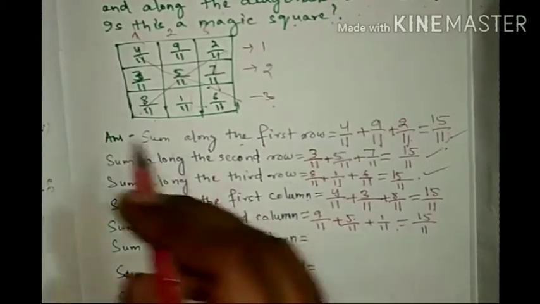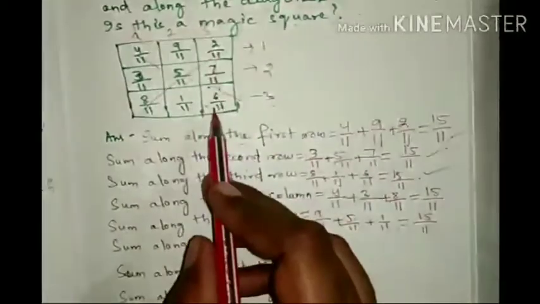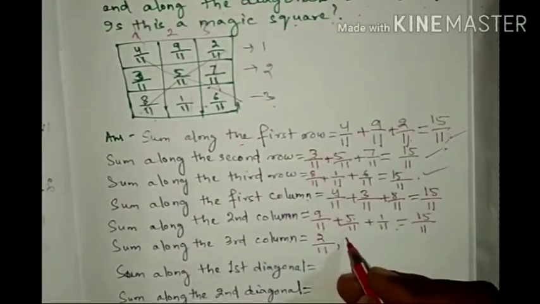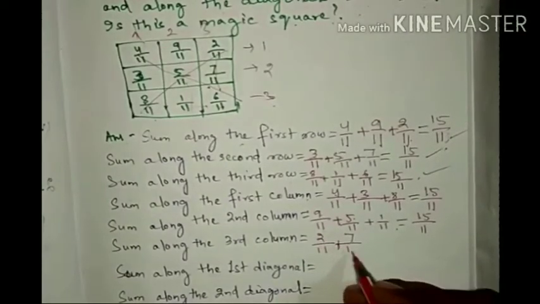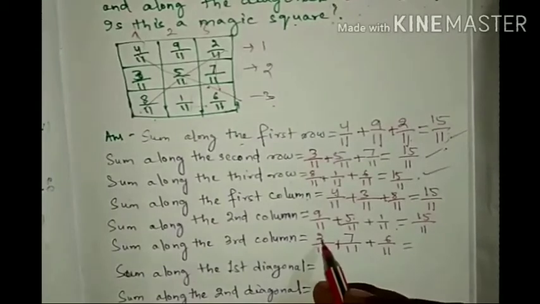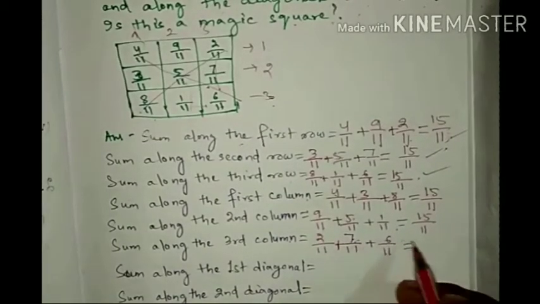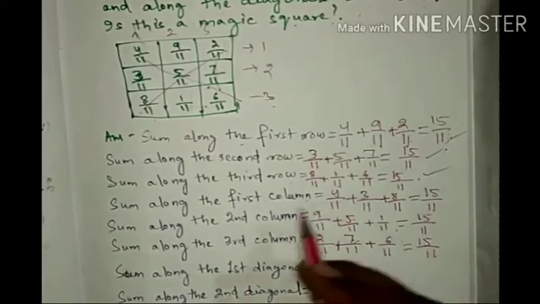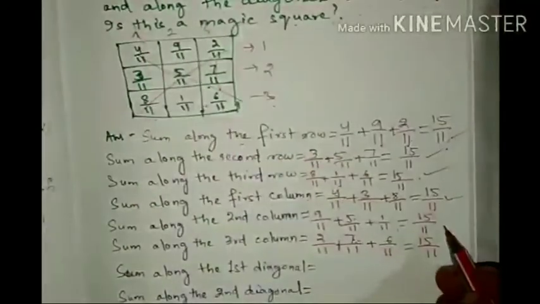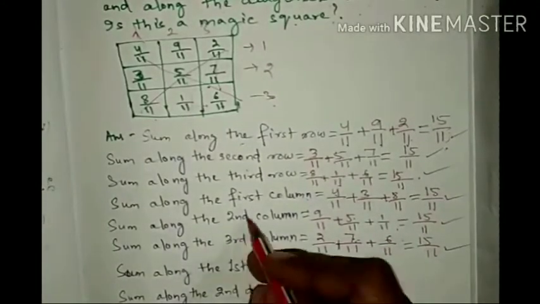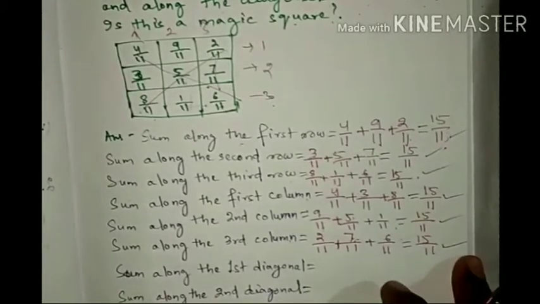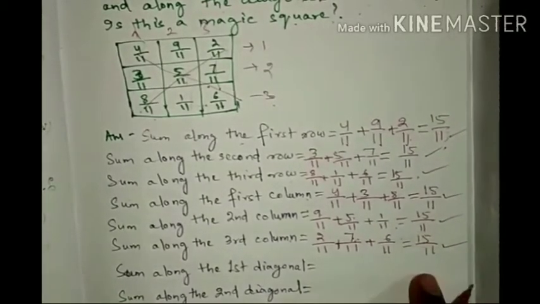Next we'll do the third column: 2 by 11, 7 by 11, 6 by 11. Like fractions, so add them. 2 plus 7 is 9, 9 plus 6 is 15. So here also you are getting the same sum in each column: 15 by 11, 15 by 11, 15 by 11. So the first, second and third columns have the same sum.